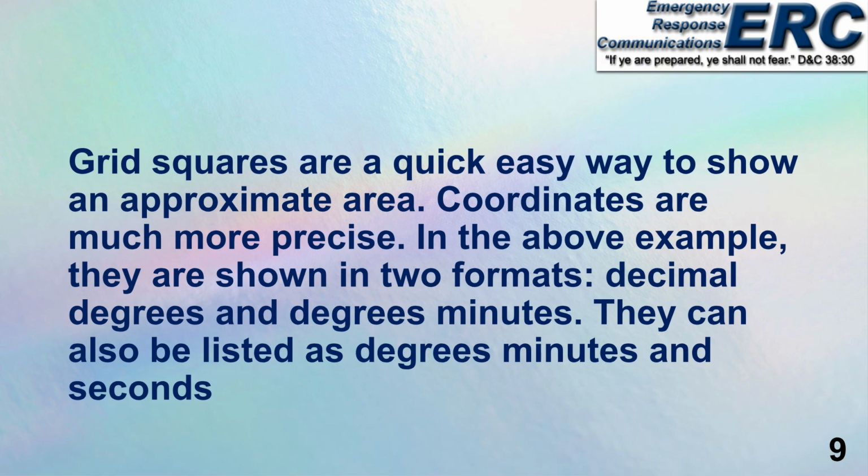Grid squares are a quick and easy way to show an approximate area. Coordinates are much more precise. Coordinates are usually shown in 2 formats, decimal degrees and degrees minutes. They may also be listed as degrees, minutes, and seconds.